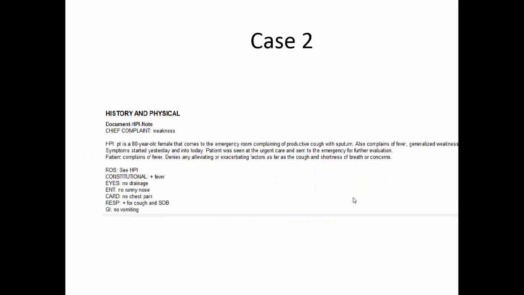It's an 80-year-old patient who is in the emergency department with cough, sputum production, generalized weakness, seen at urgent care the day before. Under review of systems, you've got fever, cough, and shortness of breath. Here's your physical exam. Decision making: possible pneumonia, abnormal vital signs, borderline hypotension. Will obtain a septic workup.